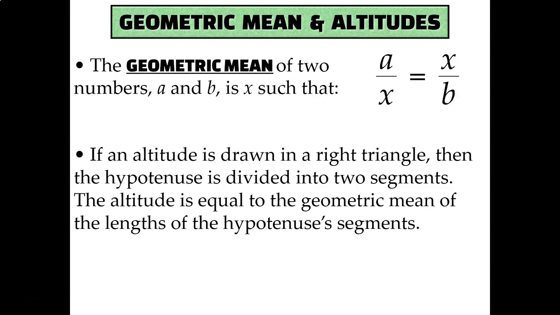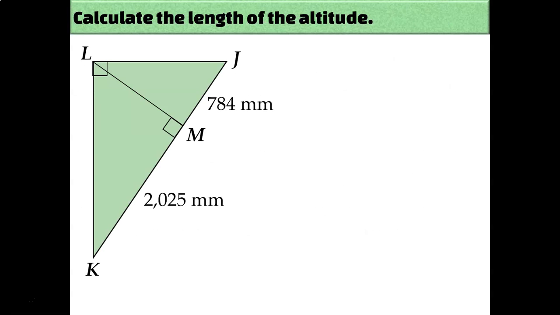Let's take a look at an example where we would have to use a geometric mean to solve. Here I have a right triangle with an altitude drawn in it, and the only information I have is the length of the hypotenuse split into two different segments. And our goal is to calculate the length of the altitude. So I'm going to call that altitude x, and I'm going to call the two segments on the hypotenuse a and b. It doesn't matter which one you call a and which one you call b.